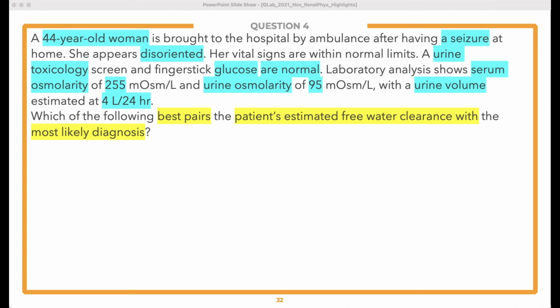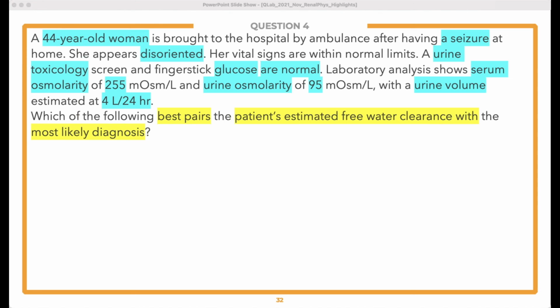Okay. So once again, we're given demographics and a little bit of a shorter question. She had a seizure, she's disoriented, but really the crux of this question is in that laboratory analysis, right? They're giving us some serum and urine osmolarity values and urine volume as well. So that's the crux of this question. Then they're asking us, what best pairs the patient's estimated free water clearance? What would you pair that with the most likely diagnosis?